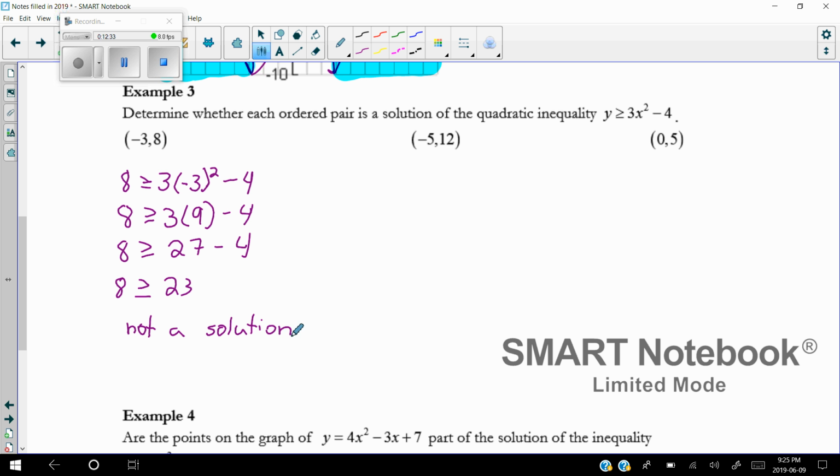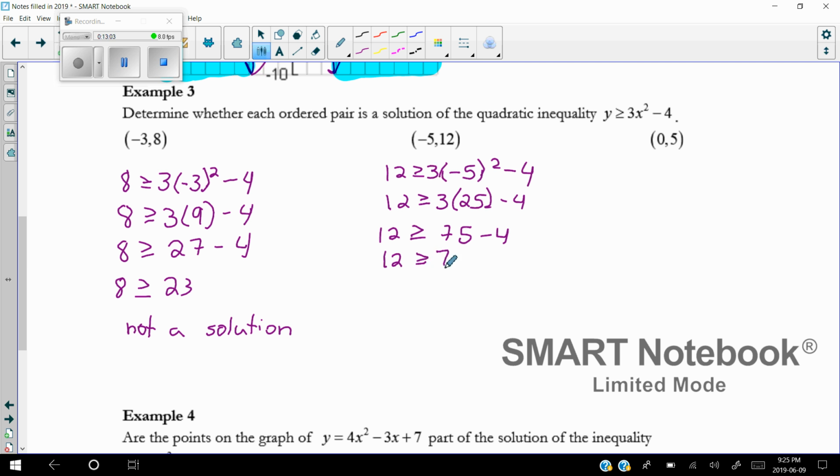All right, next one. 12 is greater than or equal to 3 times negative 5 squared minus 4. 12 is greater than or equal to 3 times 25 minus 4. So 12 is greater than or equal to 71. So that is not a solution either.